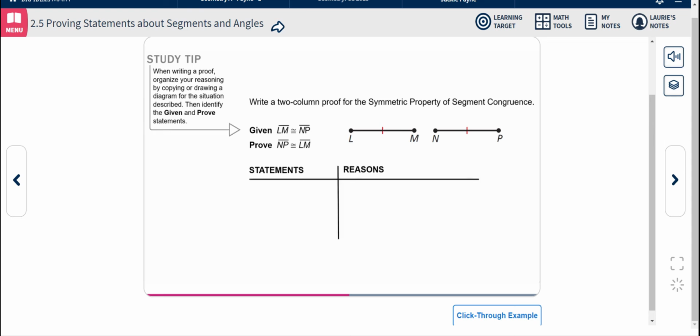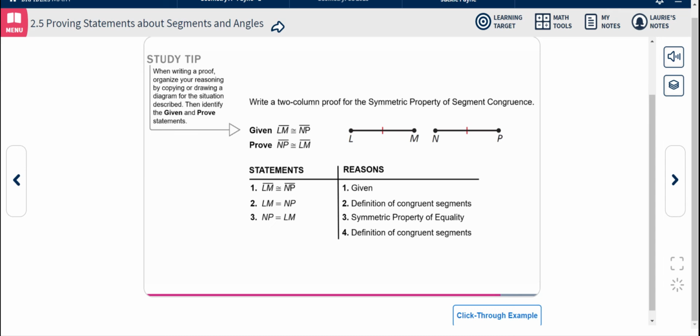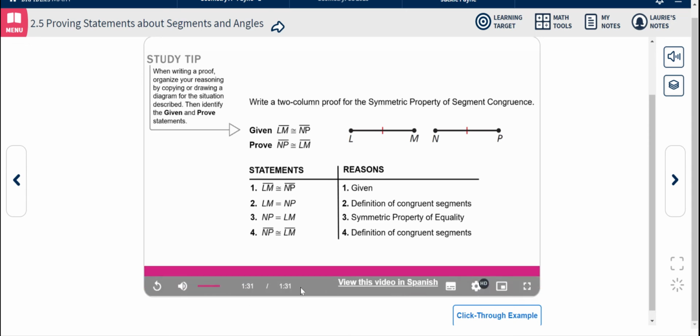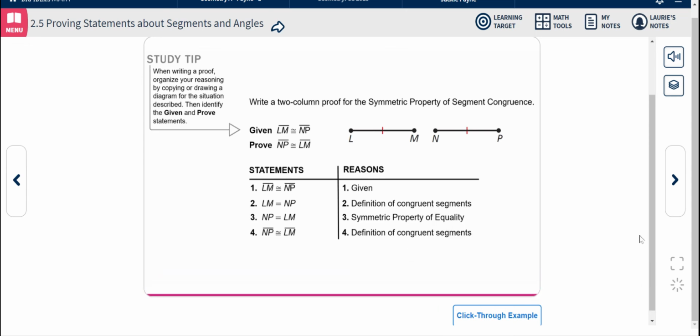Create a two-column proof with statements on the left and reasons on the right. First, start with the given statement. Segment LM is congruent to segment NP. Recall that congruent segments have the same length. So by the definition of congruent segments, LM is equal to NP. Then by the symmetric property of equality, NP is equal to LM, which means the line segments NP and LM have the same length. So by the definition of congruent segments, line segment NP is congruent to line segment LM. So that's your first geometric proof.